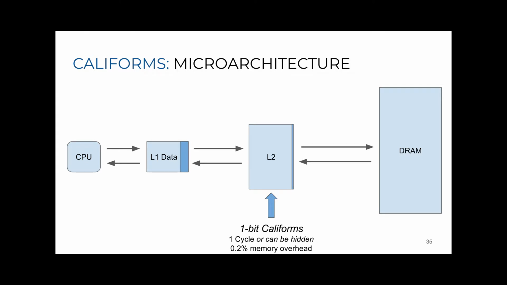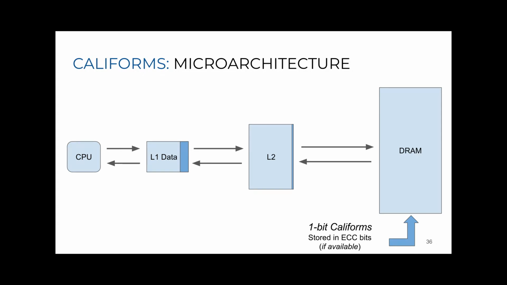On the other hand, for L2 caches and beyond, we only add one metadata bit per the whole cache line, resulting in 0.2% memory overhead. Similarly, we use the 1-bit Califorms in DRAM. However, we make use of the spare ECC bits to store our additional bit for every cache line, so that we do not add any further complexities to DRAM designs. As the size of L1 cache is much smaller compared to L2, L3, and main memory, the overall memory overhead is dominated by the 0.2%.